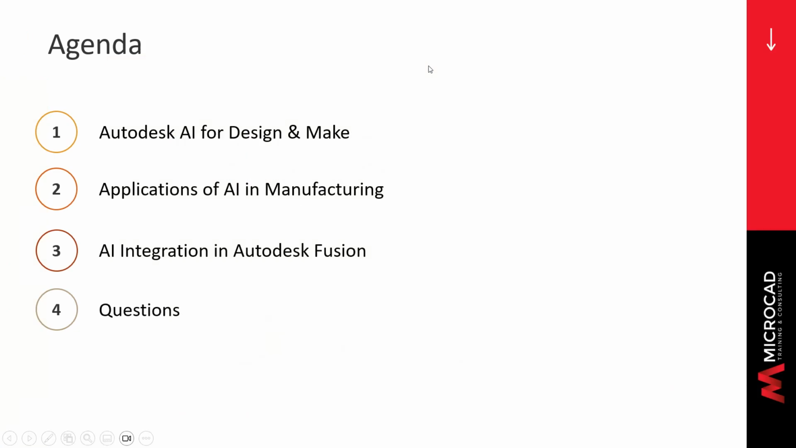So, the agenda for today: we're going to start talking about what AI is and how it's being used today in the context of design and make. Then what the applications for manufacturing are in Autodesk software, and how you can see that AI integration in software such as Autodesk Fusion.